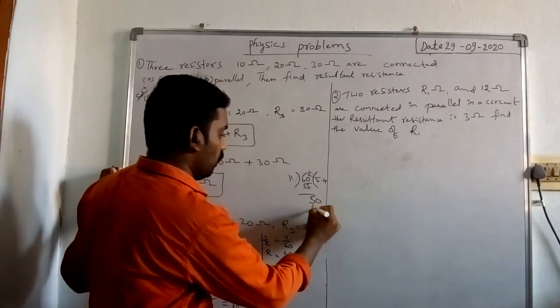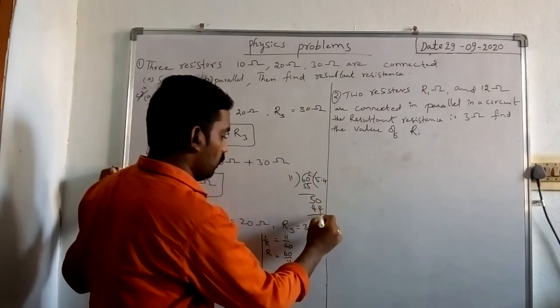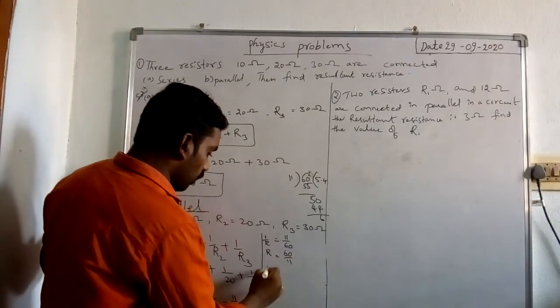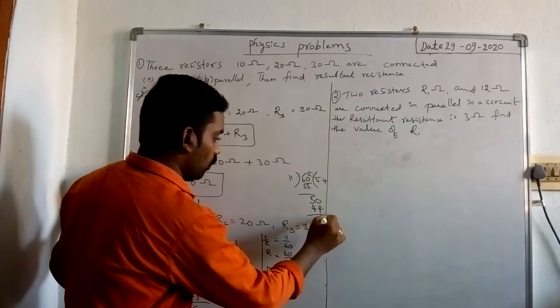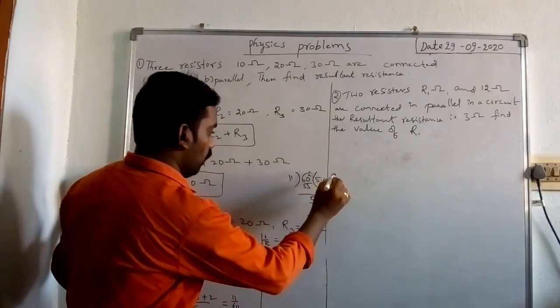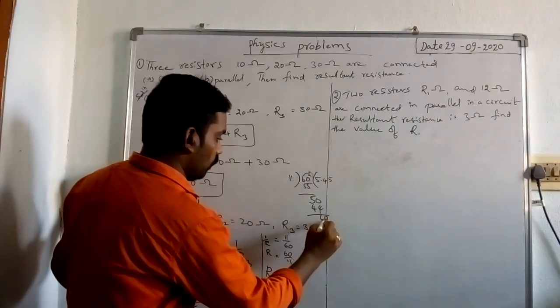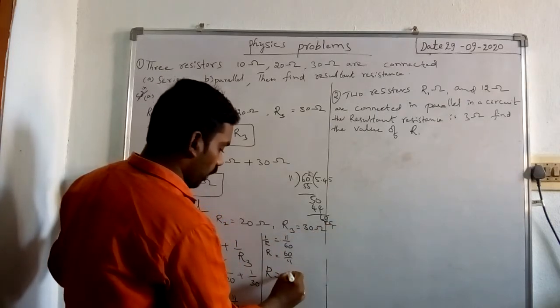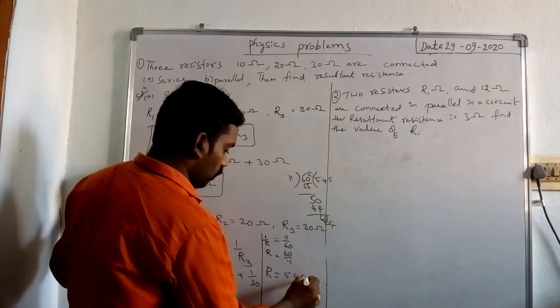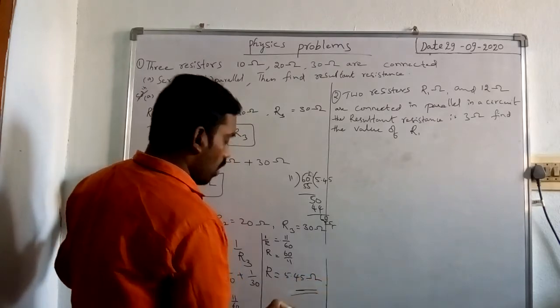4 ja 44. Here 6 will be there. How much will we get? R equal to 6 means again you will take 0, 11 5 ja 55. Again 5 will get. How much will we get? 5.445 ohms.